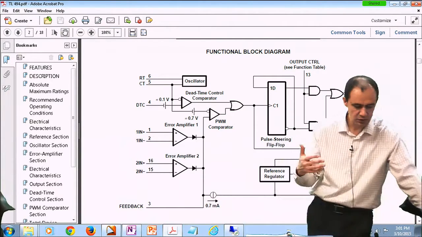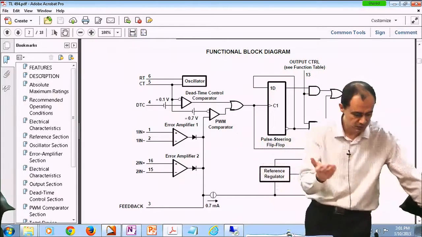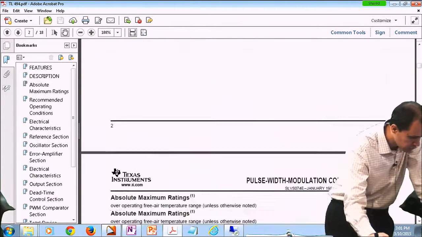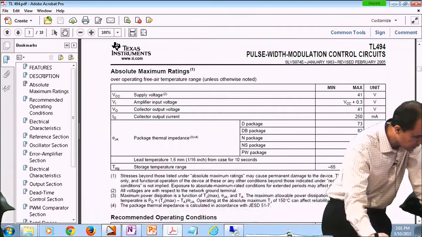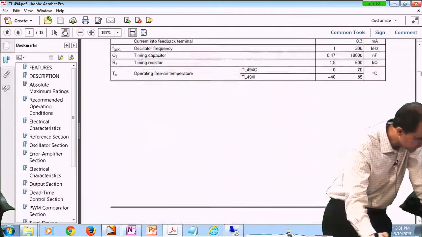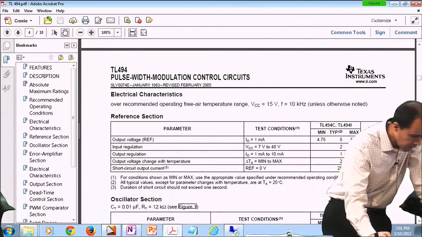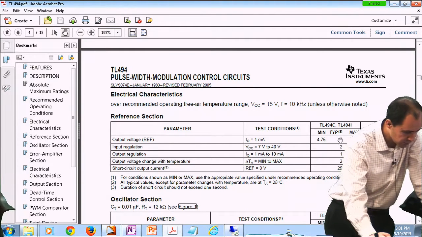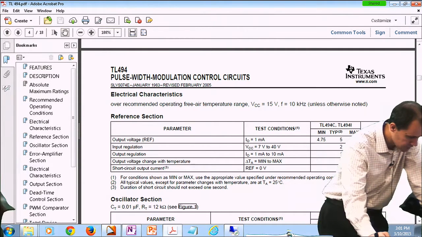Now, what is the value of this reference? In my simulation, I assume it's 2.45. Each chip has its own number. You have to make sure you're using the right number. Let me see if I can find it here somewhere. It's actually 5. So it's a very straightforward number. Okay, your reference is 5 volts.